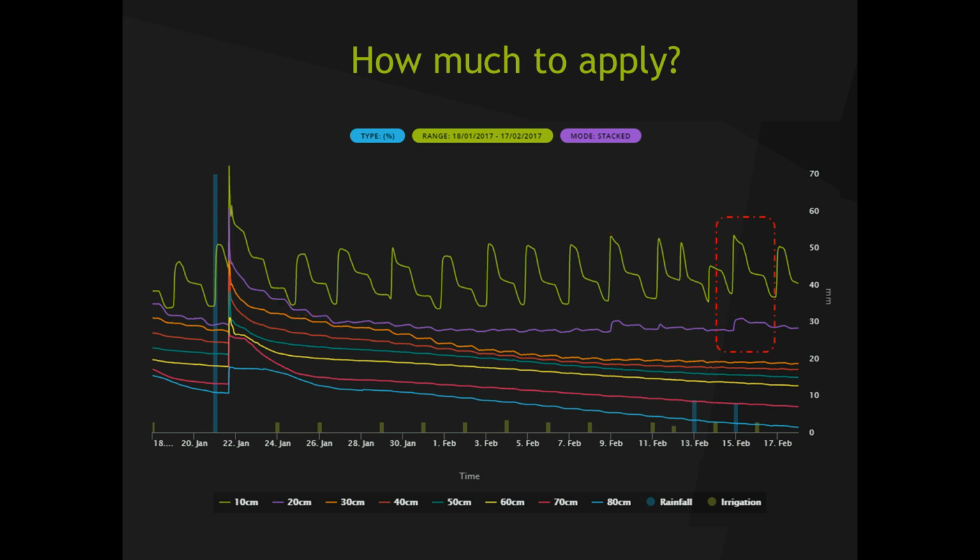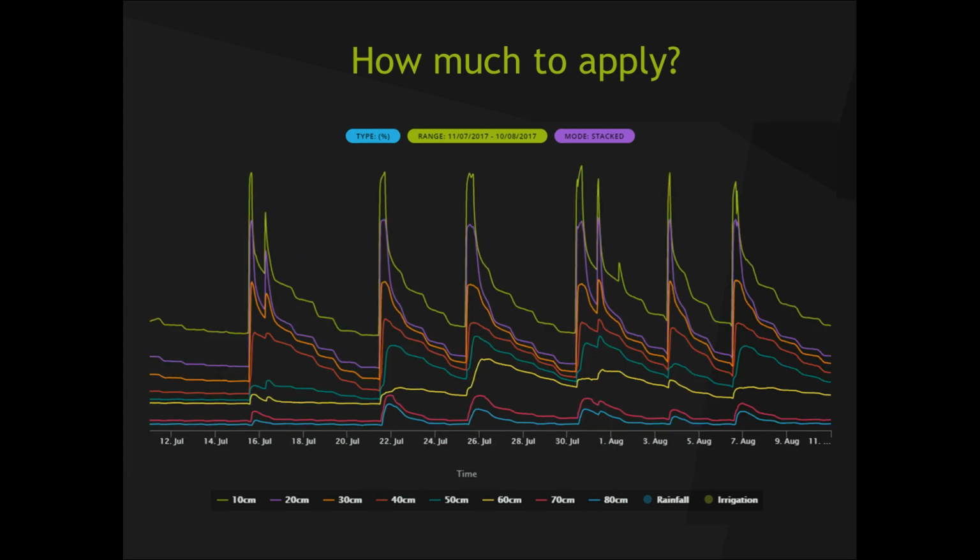We can see the effect of an 8mm rainfall event here, with moisture levels increasing to a depth of 20 centimetres. The data shown here is from a macadamia crop. Stepping is clearly visible in the top 40 to 50 centimetres of the profile. Every irrigation is having an impact down to at least 80 centimetres, beyond the crop's active root zone.